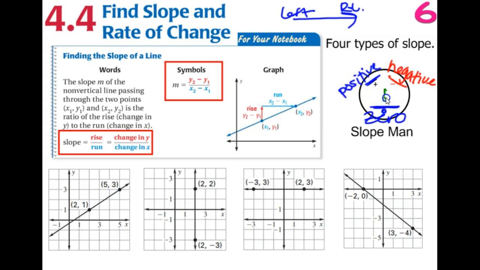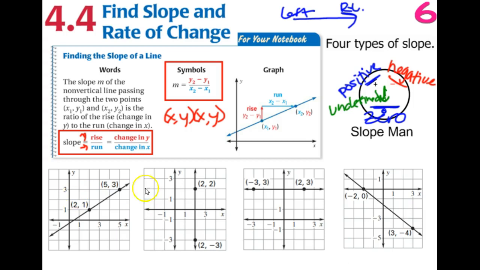And lastly, the nose of our slope man going straight up and down, that is what we call undefined. And that's why there's a U there for undefined. So those are our 4 types of slope. There are multiple ways we can find slope, simply by counting from 2 points, rise over run. We could use our symbols, x's and y's, our 2 points, if we label them like this, x y, x y. We could plug those 2 points in to find our slope, or we could just count from our graph.